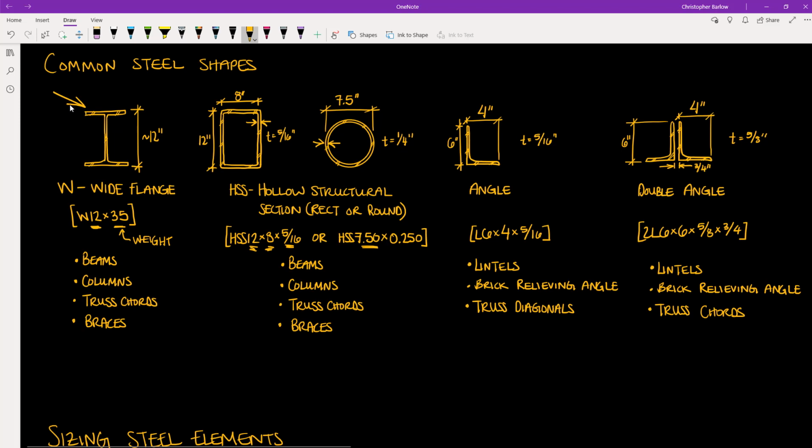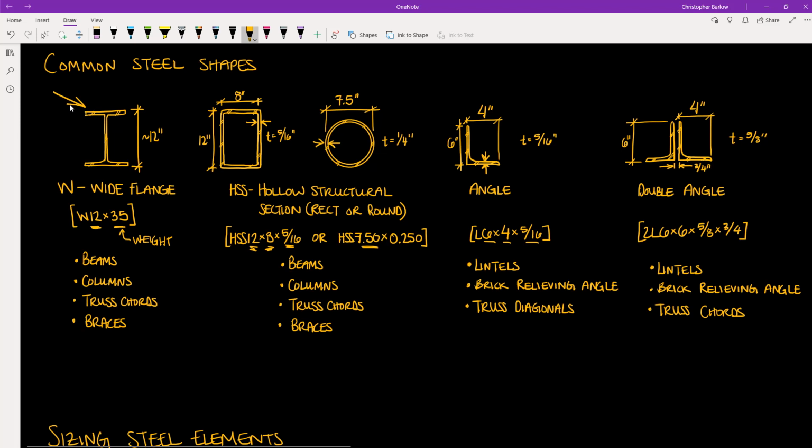Third, we have steel angles, and once again we have exact widths and depths for our first two numbers, and the third number is the thickness of the member on both legs. And angles typically aren't used as beams or columns. However, they are commonly used as masonry lintels, brick relieving angles, and truss diagonals.